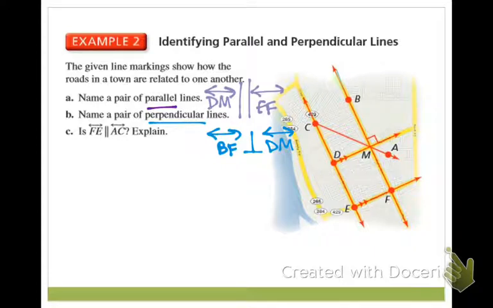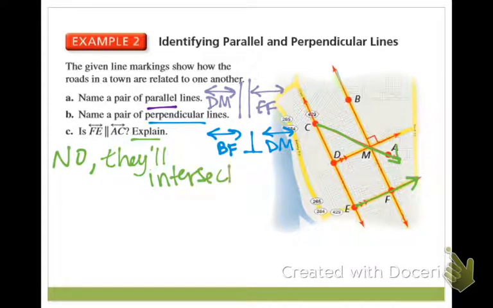All right, and then the last thing is answer the question. Is FE parallel to AC? So FE parallel to AC, I agree. It would be a no, but you also need to explain. There's 2 reasons why. Okay, they'll intersect. There's another reason. So they'll intersect. Good. And they don't have the parallel.